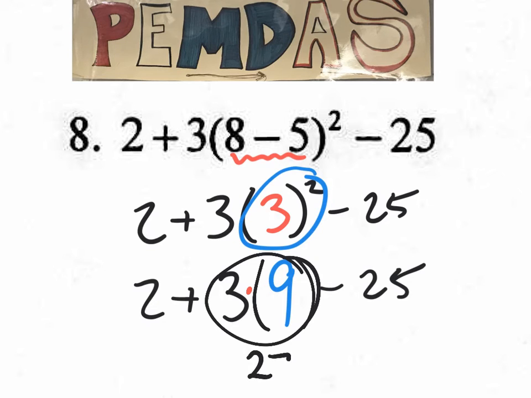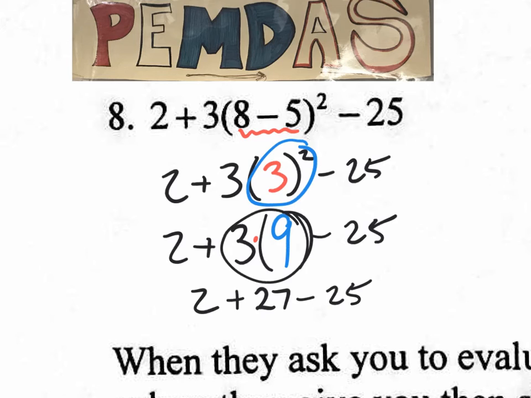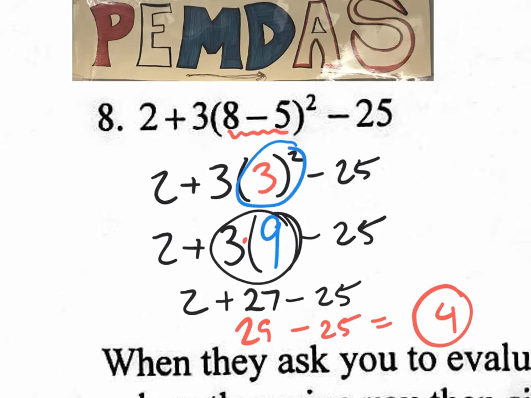3 times 9 is 27. Bring down the plus, the 2, the minus, the 25. Adding and subtracting at the very end. 2 plus 27 is 29. And 29 take away 25 is 4. Final answer.